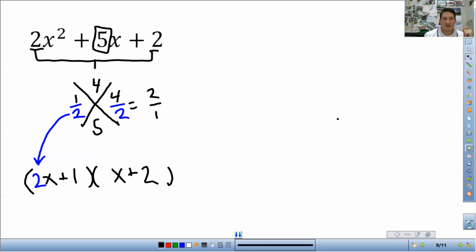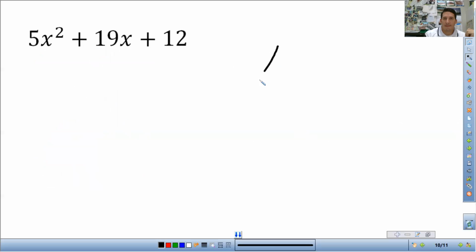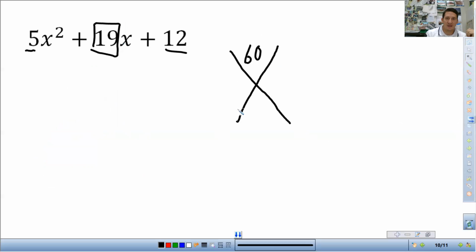All right. Another example. 5 and 12 multiply, you get 60. And then 19 on the bottom. So what are factors of 60 that add to 19? That is going to be 4 and 15. Since I multiplied by 5 to get the top, I have to divide it back out. This reduces to 3 over 1.